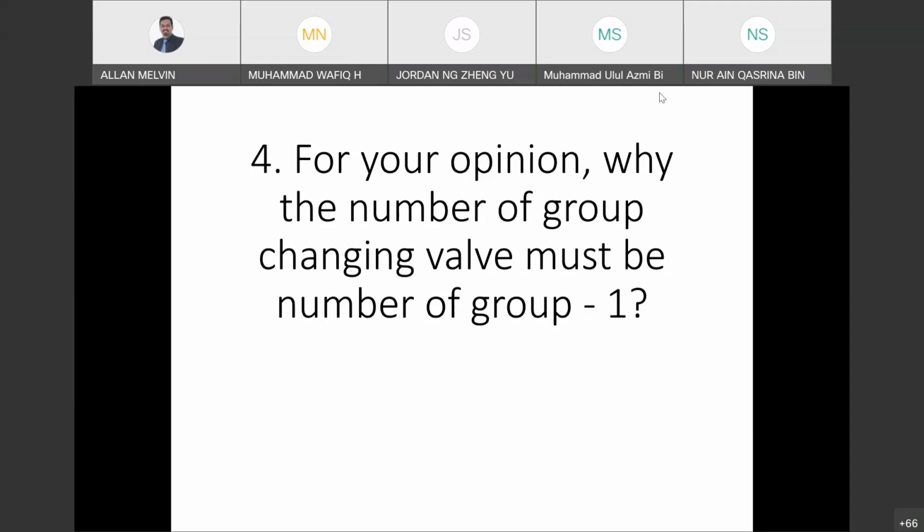Anyone else? May I try? Yeah, anyone. In my opinion, it is because the output of group changing will become the input for group 1 and group 2. Output of group changing. Okay, I think almost there. Can you explain a little? Because I want to check whether you really got it or not.